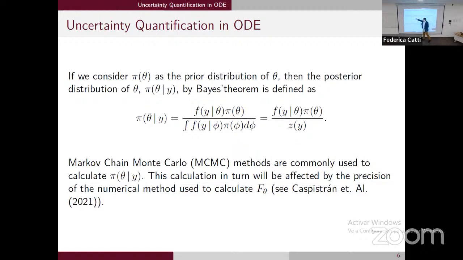If we consider this function as the prior distribution of the parameter theta, then the posterior distribution by Bayes' theorem is defined as this expression. Generally, it's not possible to find an analytical expression for this function, so we need to use some methods. In this case, we use Markov Chain Monte Carlo methods, or MCMC, to calculate the posterior distribution or to generate values from this distribution. And this calculation in turn will be affected by the precision of the numerical method used to calculate the forward map. In this reference, we can see some theoretical and practical considerations to make inference in this context.